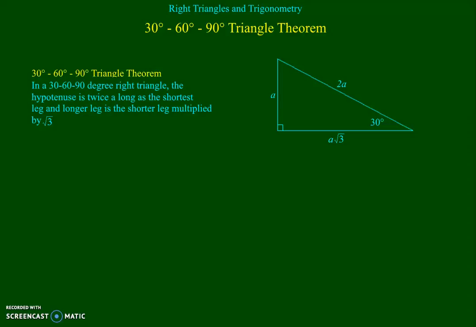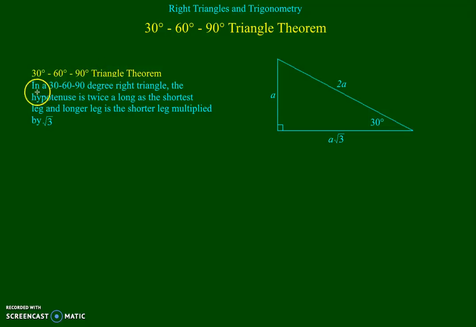This is part 3 of the series Right Triangles and Trigonometry, and we're continuing on with a discussion of special right triangles. And the special right triangle we're talking about here is a 30, 60, 90 right triangle. This is the second of the two. The first one was the 45, 45, 90.